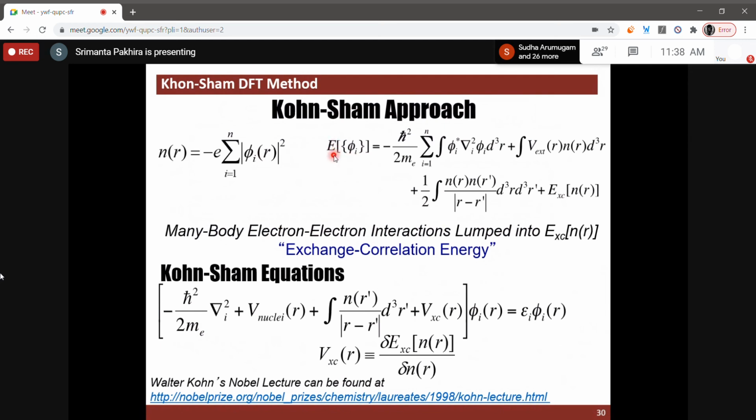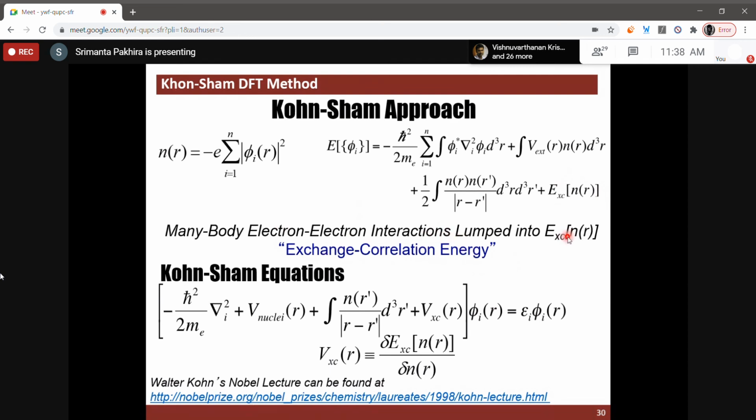Second bracket, first, third bracket, second bracket, phi i. The first part is the energy part. The second part is the kinetic energy part. Then the external potential energy part, and the last part you will see is the electron interaction part, called the exchange correlation. What happened? The many-body electron interaction is lumped into all these exchange correlation parameters. So the exchange correlation energy is one of the key concepts.